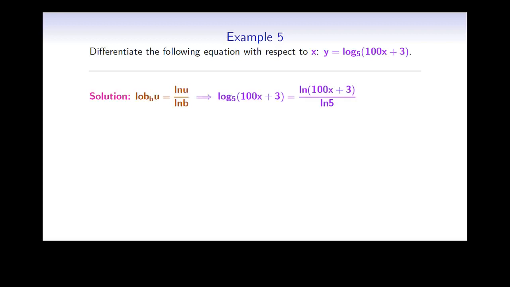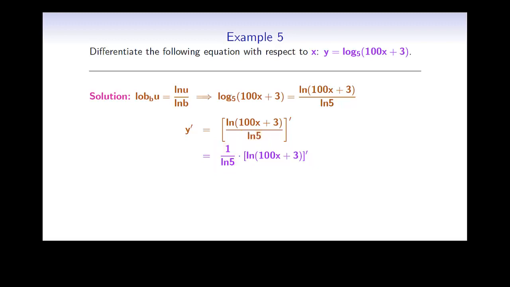This implies that the log base 5 of 100x plus 3 is the natural log of 100x plus 3, all divided by the natural log of 5. So, differentiating y, we see that y prime is equal to the derivative of the natural log of 100x plus 3, all divided by the natural log of 5. Since the natural log of 5 is a constant, we can pull it out of the derivative.